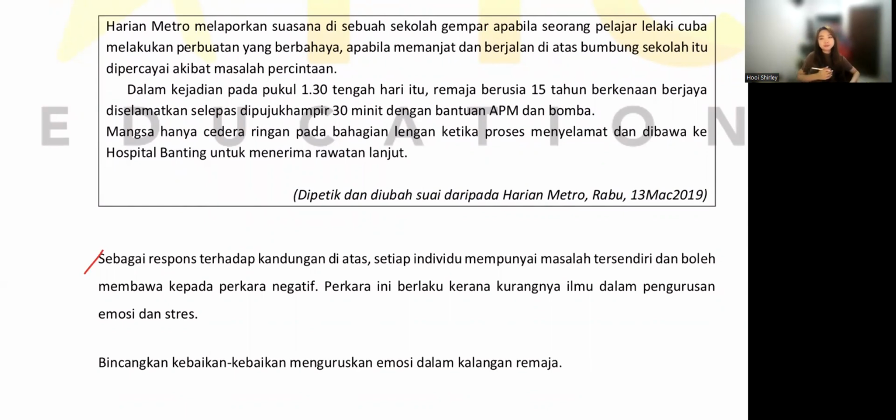So guys, for this one, sebagai respon terhadap kandungan di atas, setiap individu mempunyai masalah tersendiri. Okey, perkara ini berlaku kerana kurangnya ilmu dalam pengurusan emosi dan stres. Bincangkan kebaikan-kebaikan menguruskan emosi dalam kalangan remaja. So for this question, which one do you think is the kata kunci, the keywords? Which one? Yes, it is kebaikan. Okay, over here.